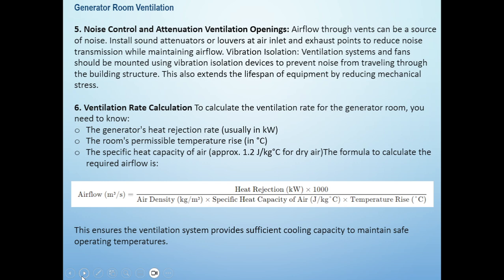The ventilation rate calculation. To calculate the ventilation rate for the generator room, you need to know the generator heat rejection rate, the room permissible temperature, and the specific heat capacity of air. The formula to calculate the required airflow is equal to heat rejection multiplied by 1000, divided by air density multiplied by specific heat capacity multiplied by temperature rise. This ensures the ventilation system provides sufficient cooling capacity to maintain operating temperature.